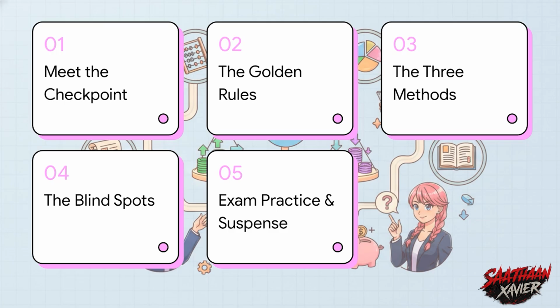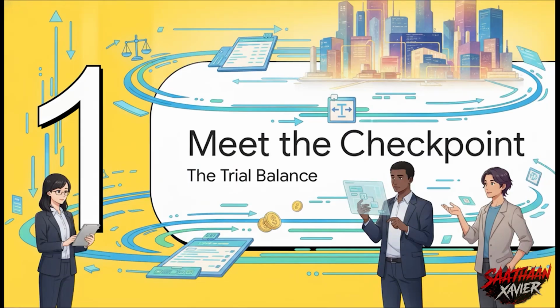To help you master this, here is our roadmap for today. Number 1, meet the checkpoint. Number 2, the golden rules. Number 3, the 3 methods. Number 4, the blind spots. And finally, number 5, exam practice and suspense. Let's jump right in. Starting off with Section 1, Meet the Checkpoint, where we'll focus on really understanding the trial balance.